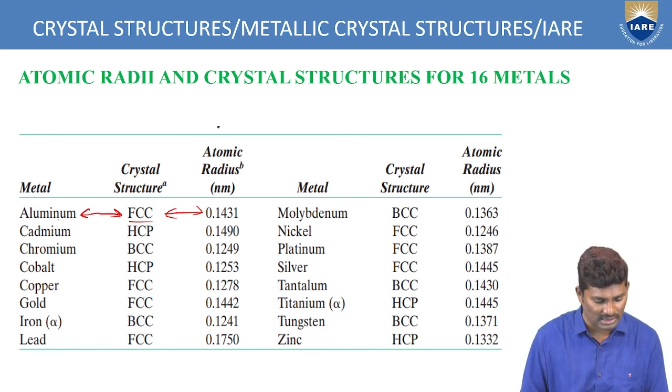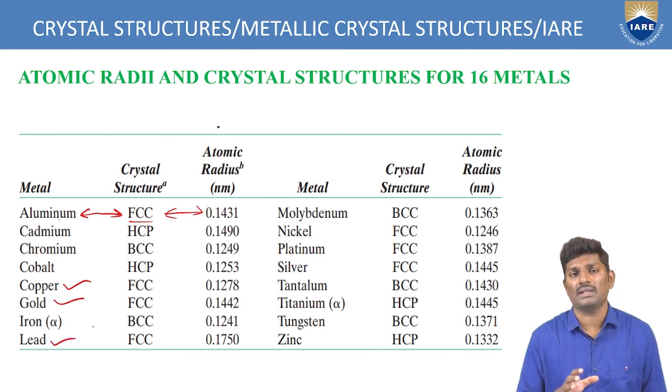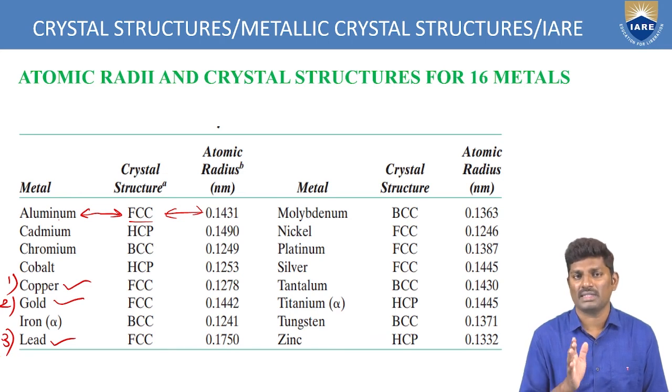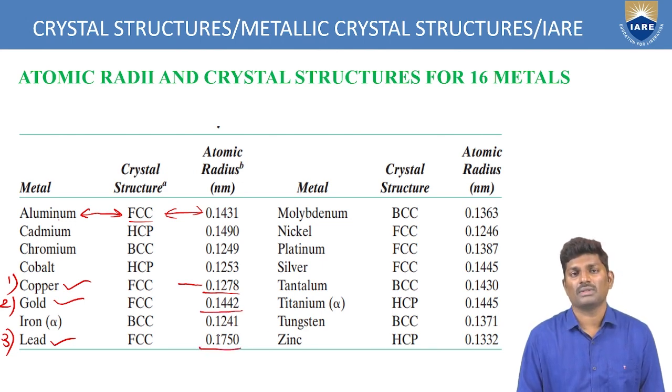In this case, you can see copper has FCC, gold also has FCC, and lead also has FCC. Don't think that these three will have the same values of atomic packing factor as well as atomic radius. No, though they have the same phase, you can see the atomic radius varies. It is 0.128 nanometer for copper, for gold it is 0.1442, and for lead it is 0.750. So that's how it varies.